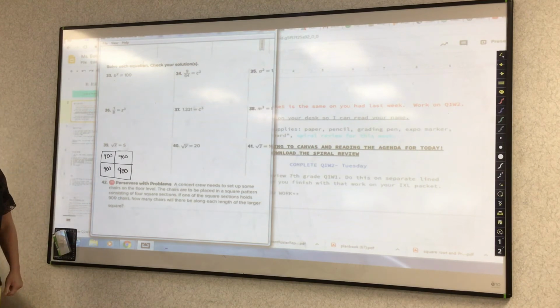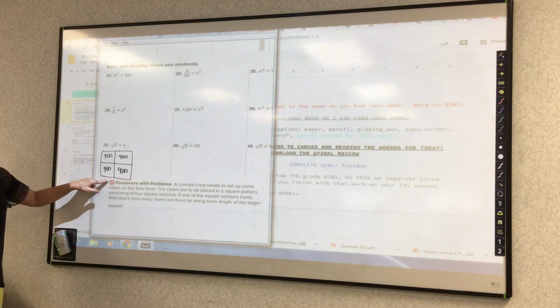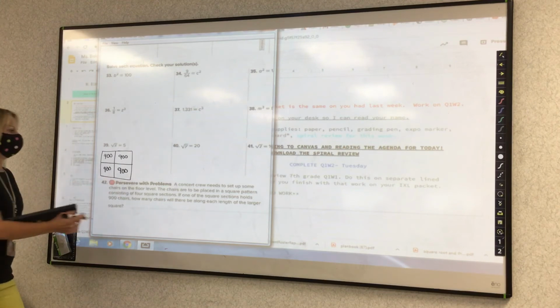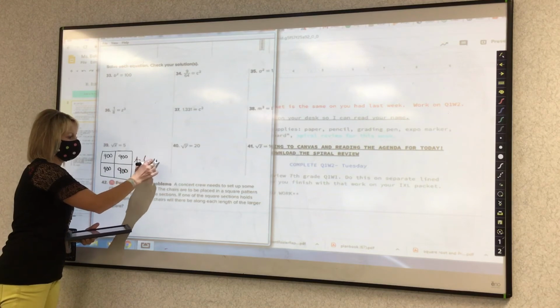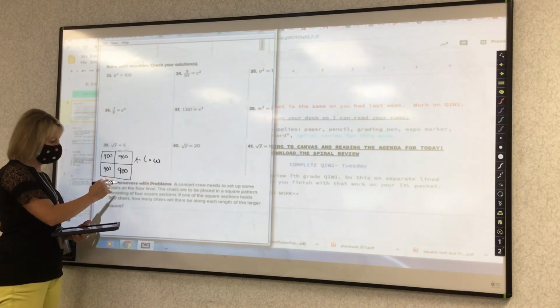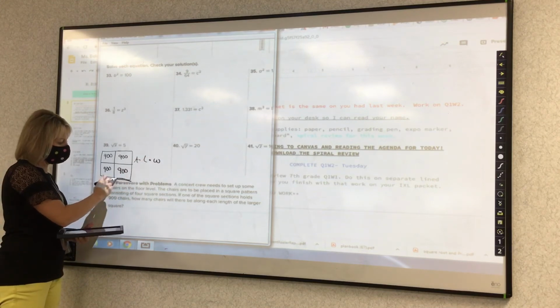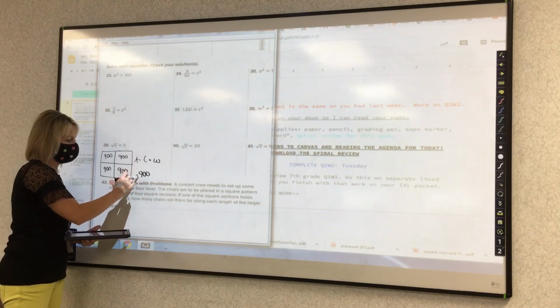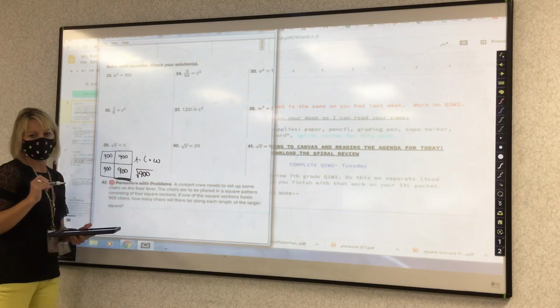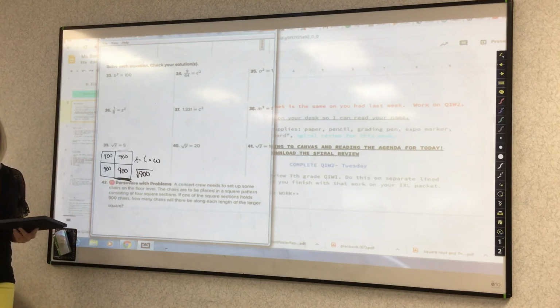How many chairs will there be along each length of the longer square? I need to find the length of one side. Area equals length times width. So I want to find the length of at least one side. So I need to take the square root of 900.